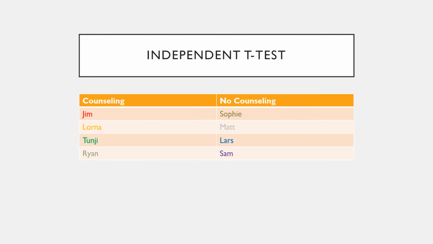So if you mix them up a little bit like I just did, it doesn't matter. It doesn't matter that now Jim's with Sophie or Lorna's with Matt, because they're not really paired together anymore. The way the data is doesn't mean that they're paired together. Okay?